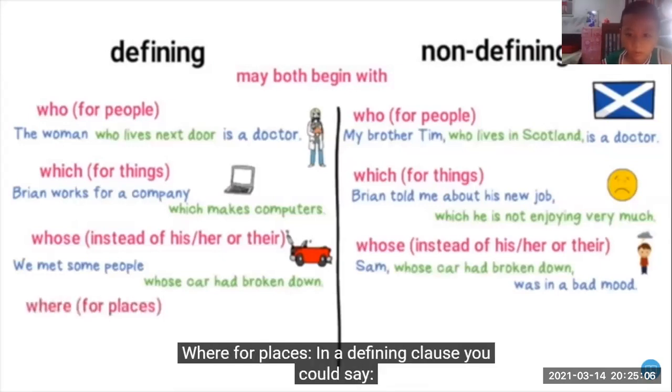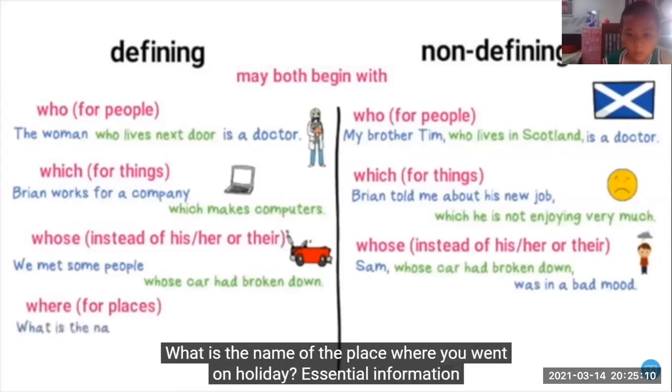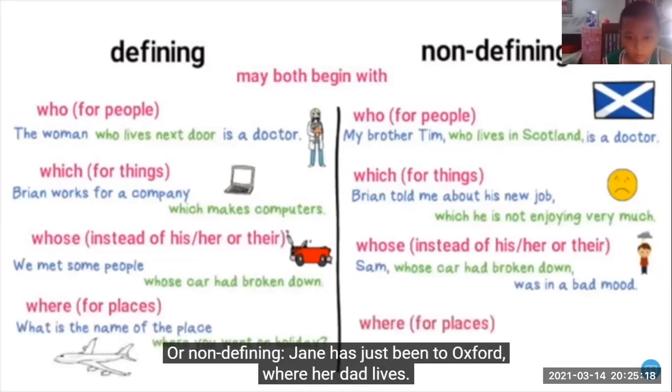Where, for places. In a defining clause, you could say, what is the name of the place where you went on holiday? This is essential information. Or non-defining, Jane has just been to Oxford, where her dad lives.